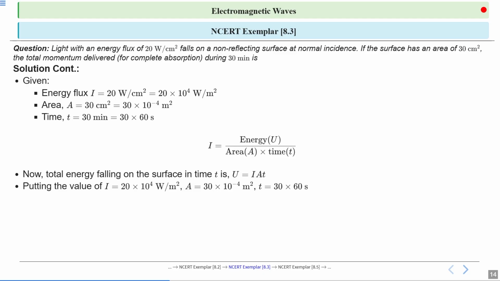Putting the value of I equal to 20 into 10 to the power 4 watt per meter square, area equal to 30 into 10 to the power minus 4 meter square, t equal to 30 into 60 seconds. After putting all the values, energy is equal to 20 into 30 into 30 into 60. Why? Because 10 to the power 4 into 10 to the power minus 4 will get cancelled out. Only 20 into 30 into 30 into 60 remains. So energy will be equal to 108 into 10 to the power 4 joule.